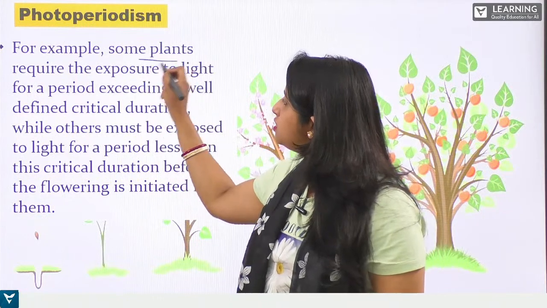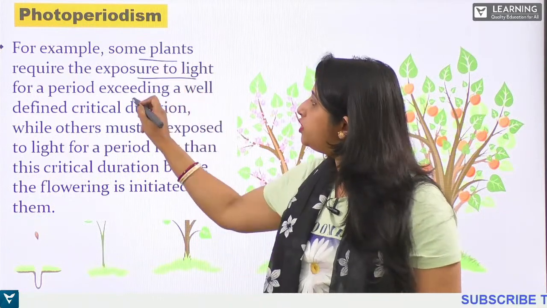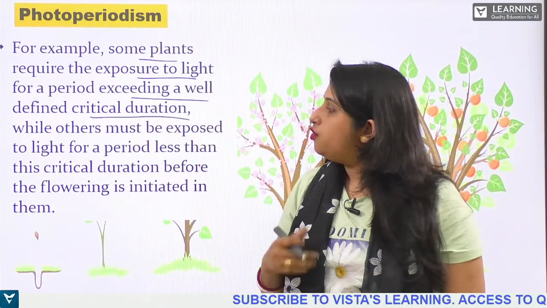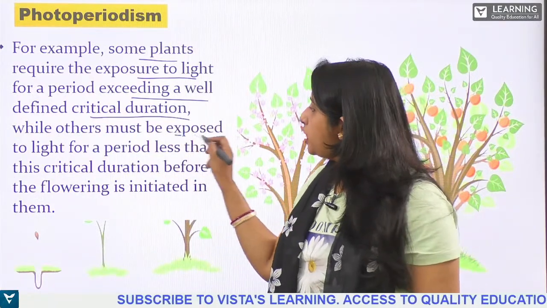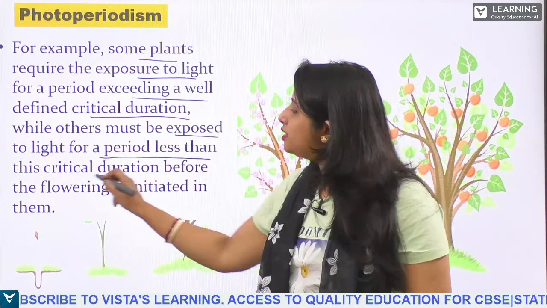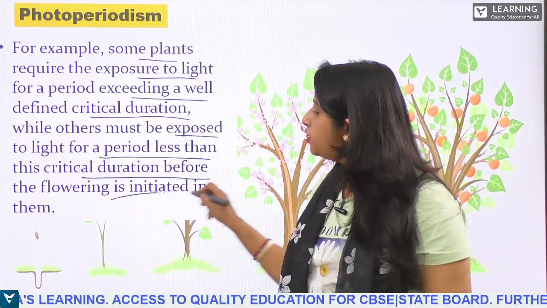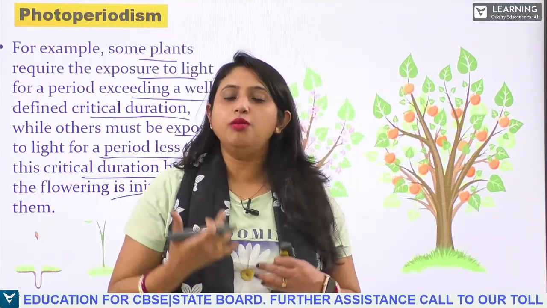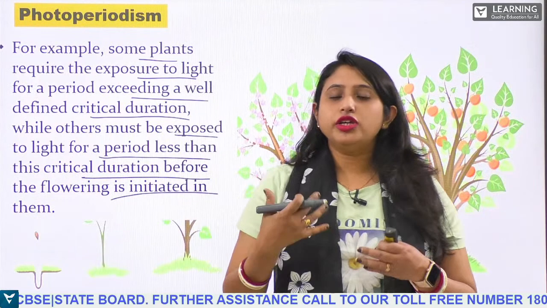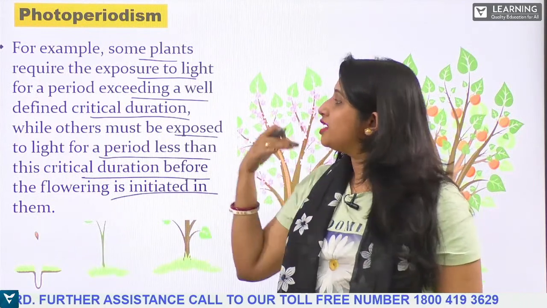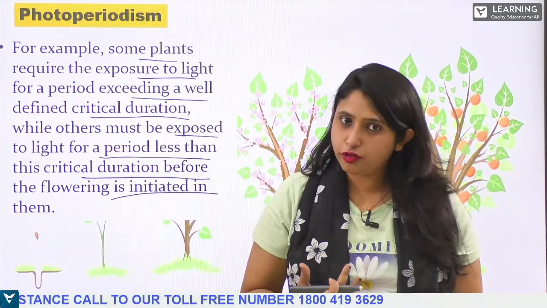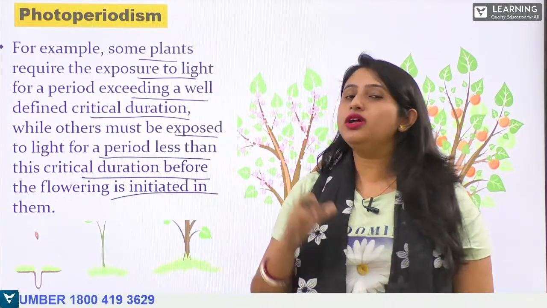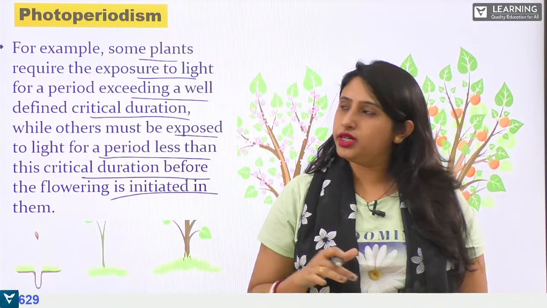For example, some plants require exposure to light for a period exceeding a well-defined critical duration, whereas others may be exposed to light for a period less than the critical duration before flowering is initiated in them. So some plants require more light, exceeding the critical duration of light, whereas some plants require less light than the critical duration.